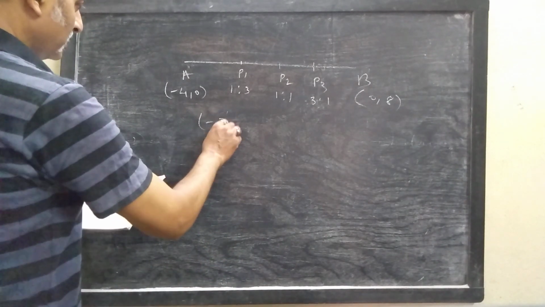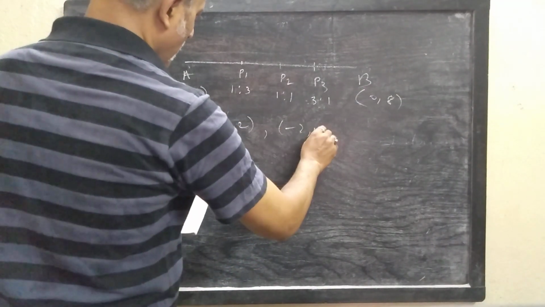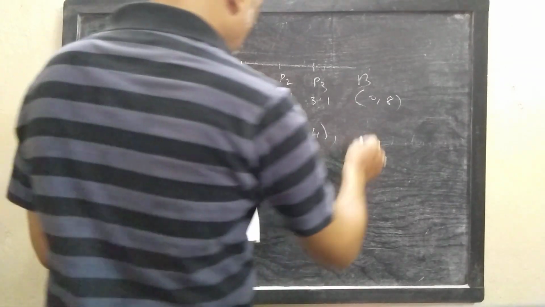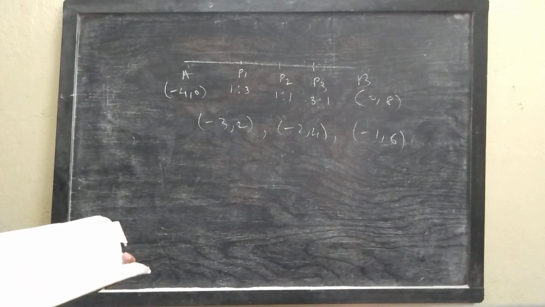The answers are (-3, 2), (-2, 4), and (-1, 6). You can do it on your own.